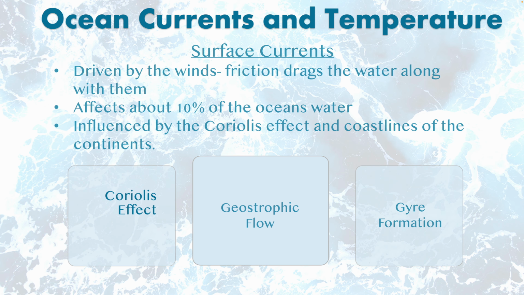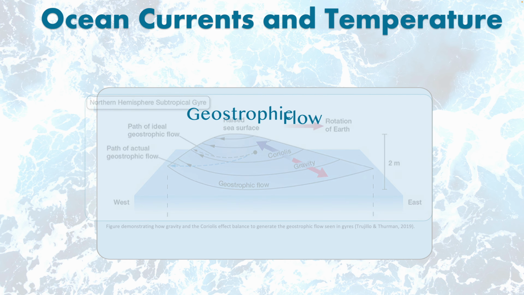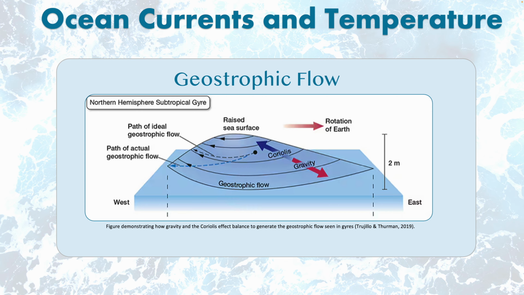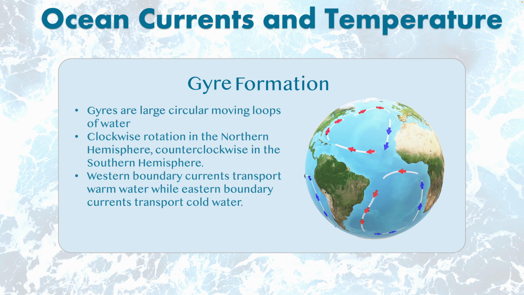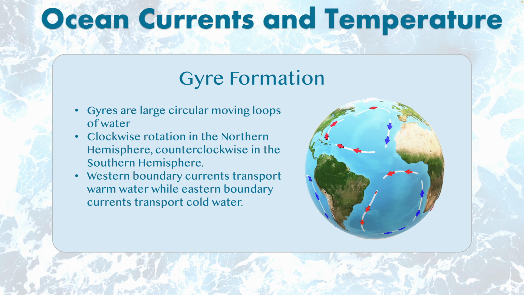The Coriolis effect contributes to geostrophic flow of water. The water in the ocean basins piles up in a hill, and both the Coriolis effect and gravity act upon it. Ideally, this would cause the water to move across the hill. However, friction causes the water to follow a downward flow across the hill of water. The result is the formation of gyres in the ocean basin. Gyres are large, circular moving loops of water.